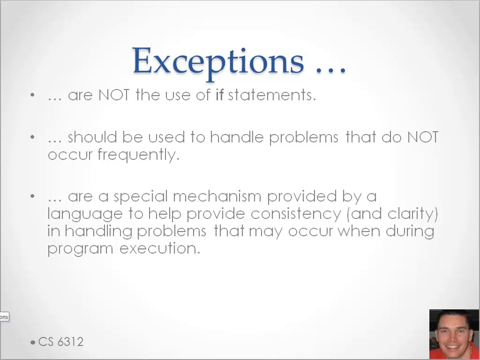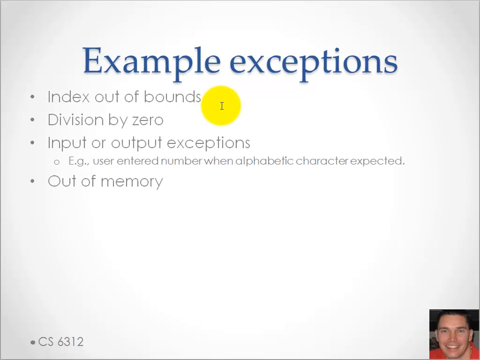So we can look at some example exceptions that could occur. For example, we may have an index out of bounds. There could be a division by 0. We could have input or output exceptions. We could have an out of memory exception.